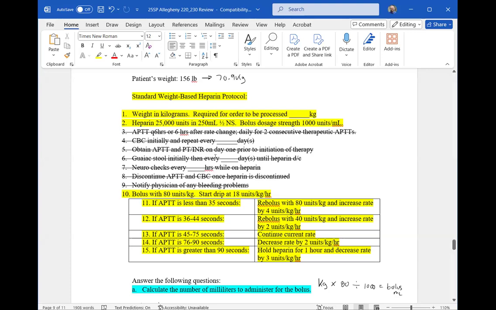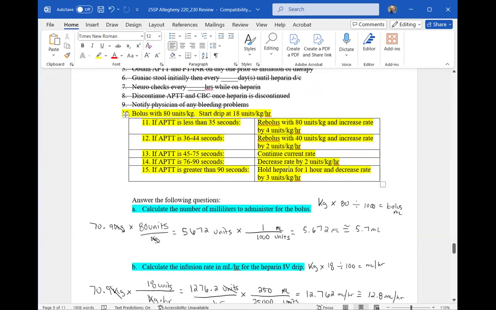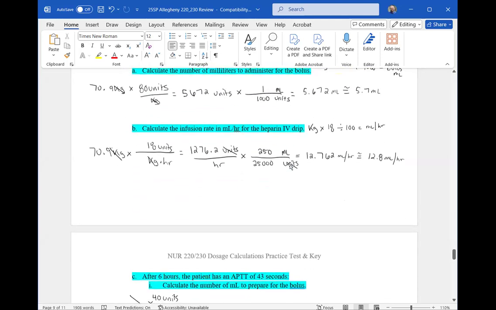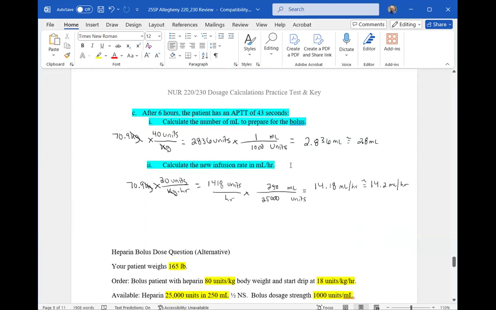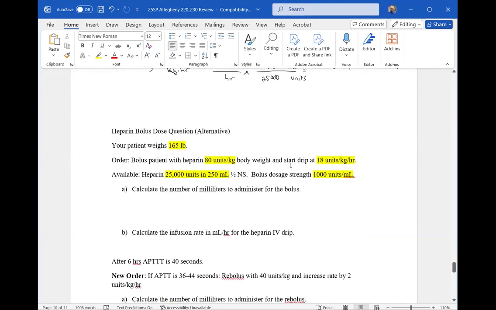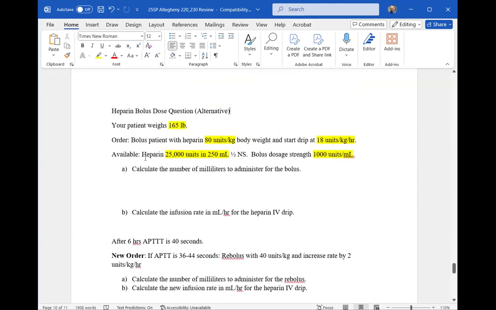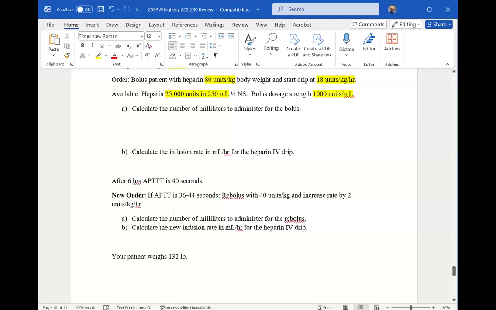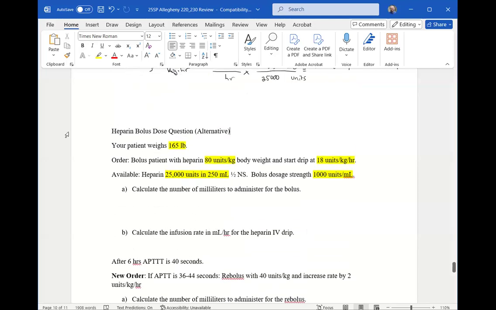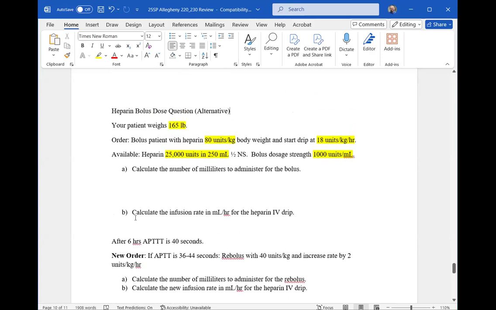All right. Well, I'm going to go ahead and work through the next heparin protocol question. And then if you have any questions beyond that, just let me know. So I'm going to work through this question here. There's two parts that I created. Like I said, you're only going to see one or the other. You're not going to see both of these. It's just done there to give you some extra practice.